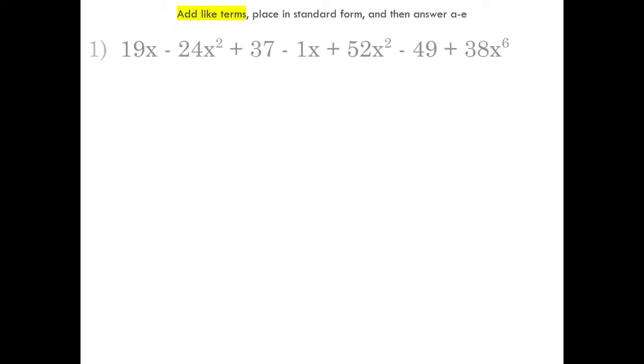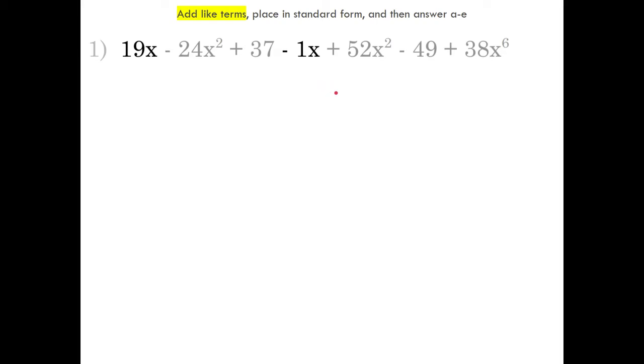So the best way to do these questions is to work from left to right. So we're going to start from the left. You have 19x. And you have to look at what other term has the same variable with the same exponent. That means it has an x to the 1 power. So what other term has an x to the 1 power? You have to look through the other 6 terms there, and that is the negative 1x that also has an x with 1 as the exponent. You see this is x squared, this is x squared, this is x to the 6, this is no x.